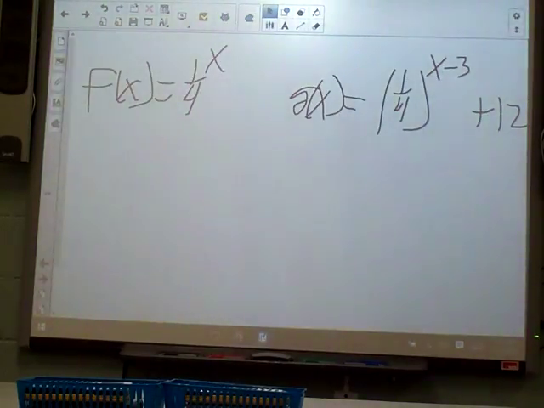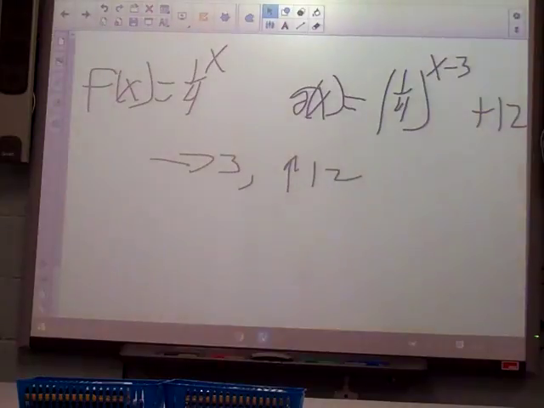Horizontal, down 3 or to the left. Right 3. Remember, in with the x is horizontal, what Stephen said, and that always gets the opposite sign. So it's going to go right 3, and then what's the other one? Very good. That plus 12 stuck on the end goes up 12. Easy schmeezy.